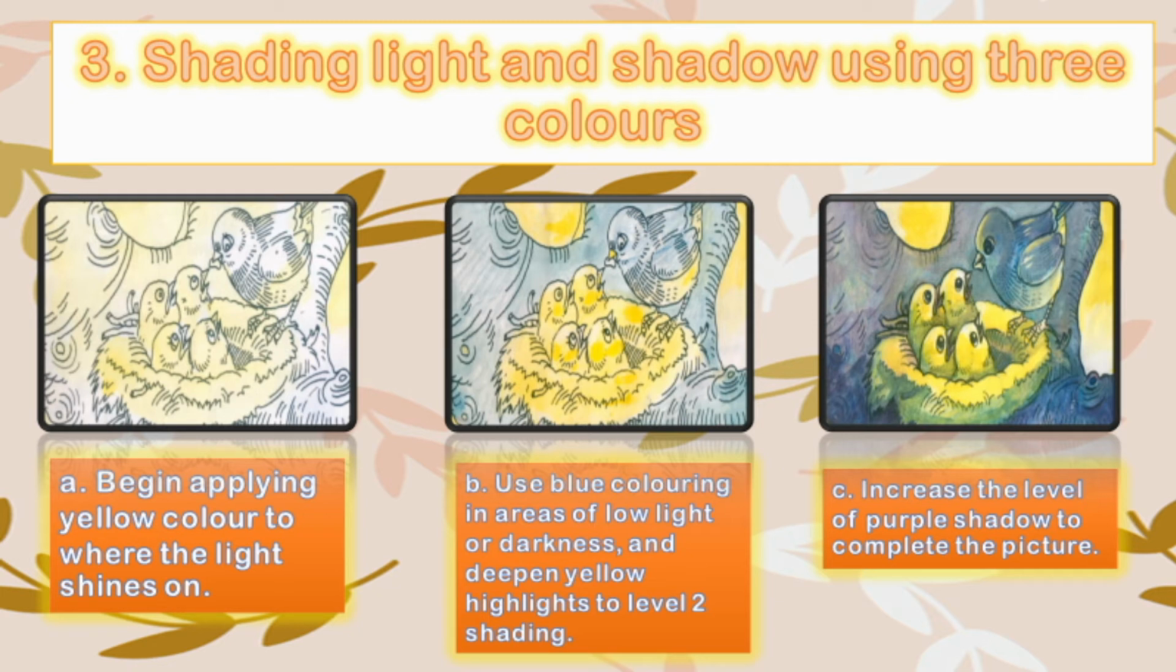Now let's begin. In letter A, apply yellow color to where the light shines on. In letter B, use blue coloring in areas of low light or darkness, and deepen yellow highlights to level 2 shading. In letter C, increase the level of purple shadow to complete the picture. So in this activity, in this type of light and shadow shading, don't forget the levels of shading: level 1, level 2, and level 3.